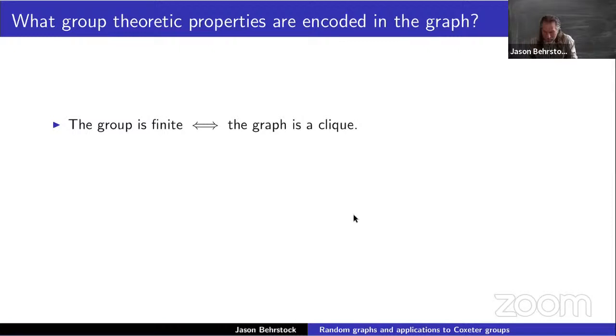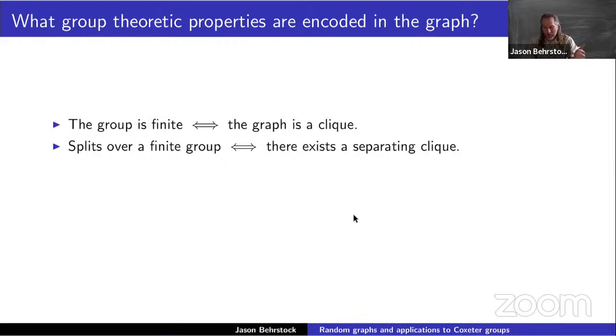So the next example actually is a bit harder. It's a theorem of Mike Mihalik and Steve Tschantz. They prove that if you want to know whether your group splits over a finite group, it turns out that also has a nice combinatorial description, which is if I can find a separating clique in the graph. For instance, in that example, that edge in the middle separates everything. Therefore, the whole group splits over that finite group. Knowing that description gives you splitting over a finite group is not that hard to prove. Proving the converse is a much harder theorem, showing that these are the only ways that things split over a finite group, if I can see it visually in terms of the graph. That's the content of the theorem.